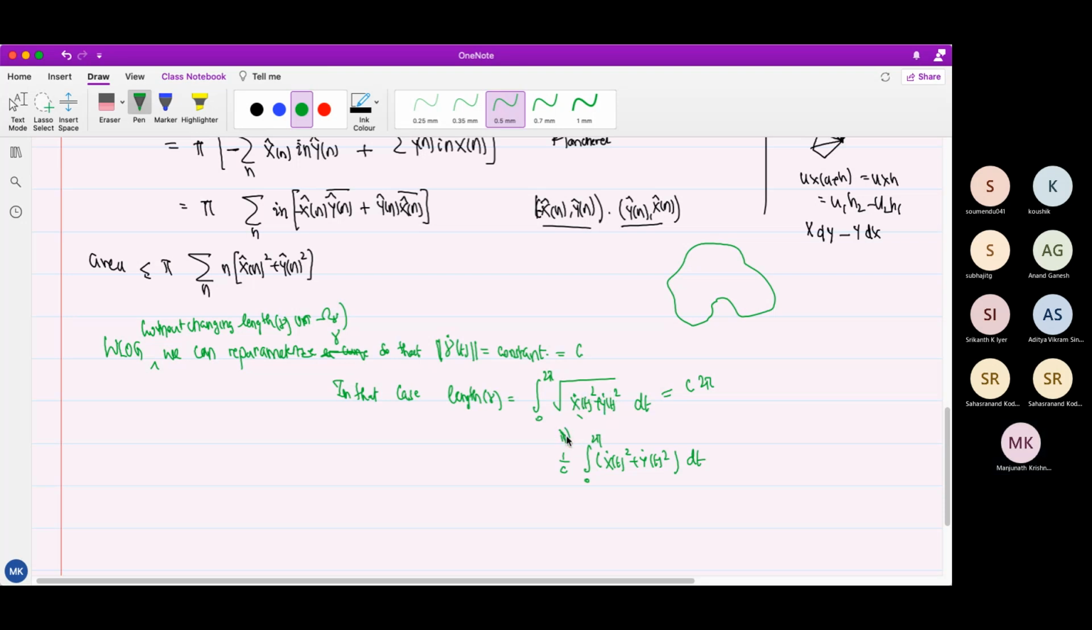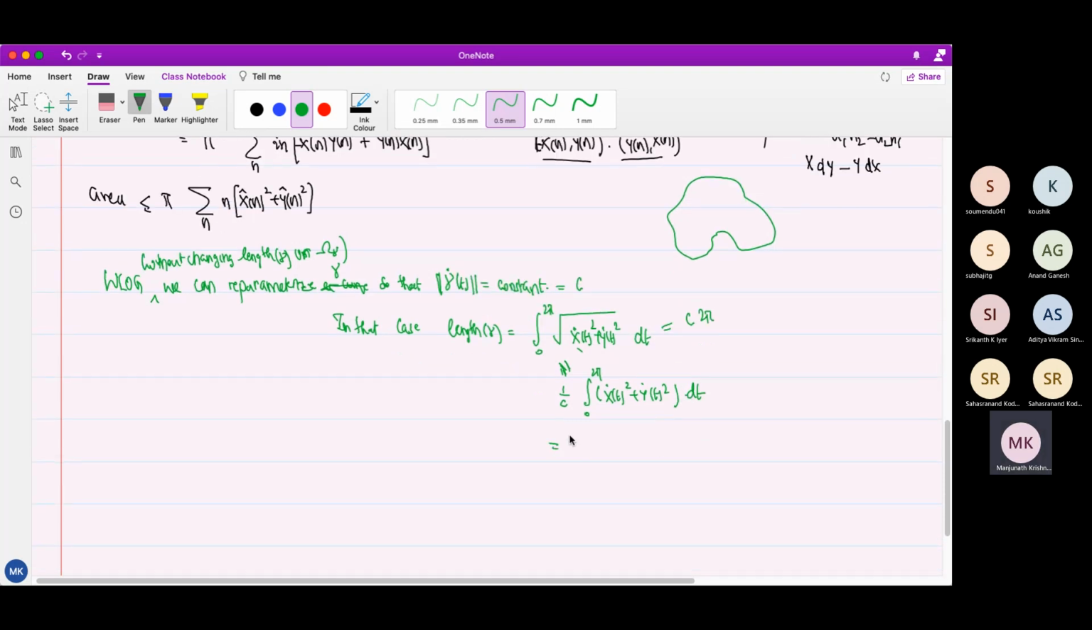Okay. So I can pull out 1 by c. I mean, the square root is the constant c. I pull out 1 by c and then put the square here. This works. So now this becomes 1 by c times, and now we can use Plancherel again. X dot t squared will become n squared times the absolute value of x hat of n squared, and this becomes n squared times the absolute value of y hat of n squared, sum over n in Z. Is this okay? This is a trick, but it is good. Okay, so we get that this is equal to c times 2 pi.